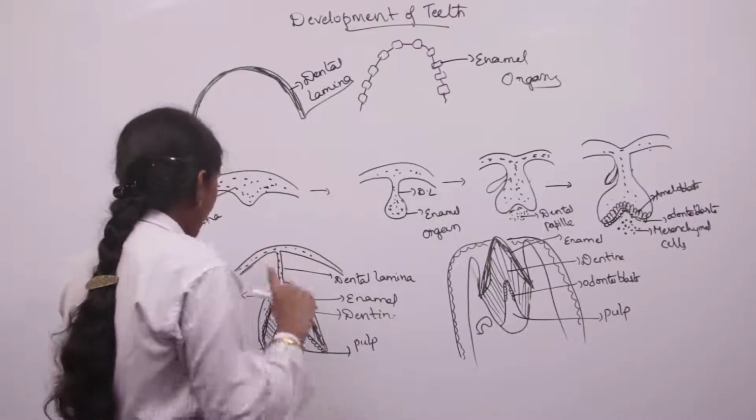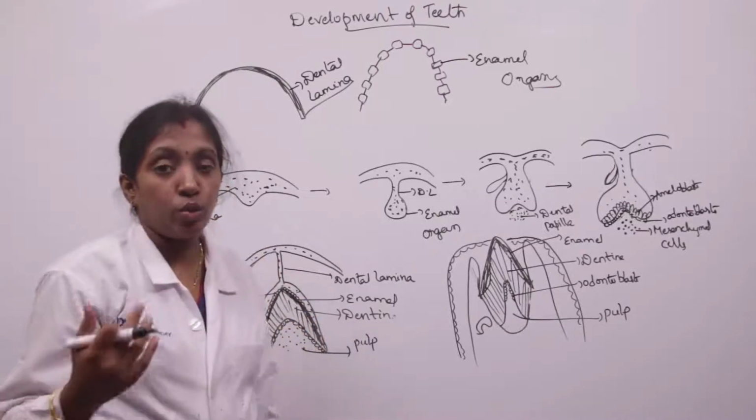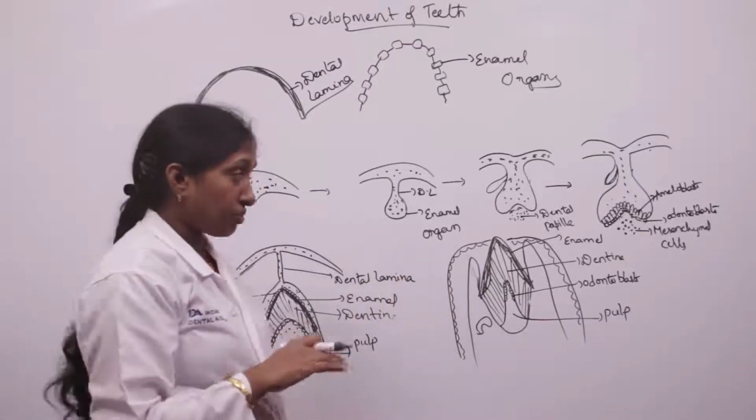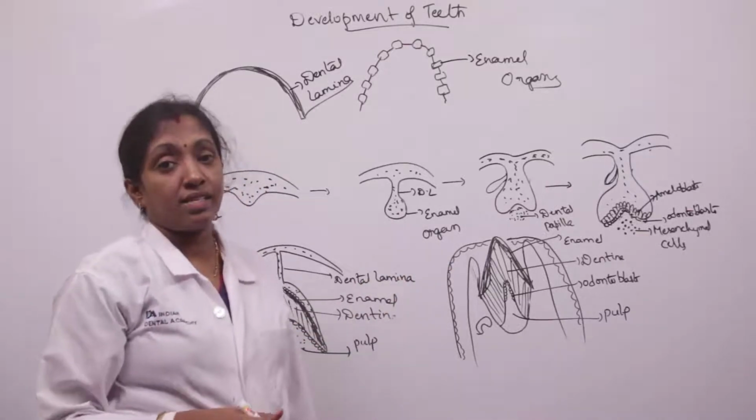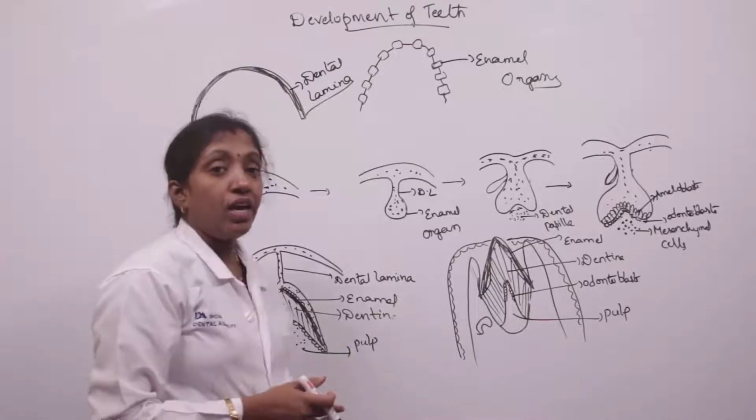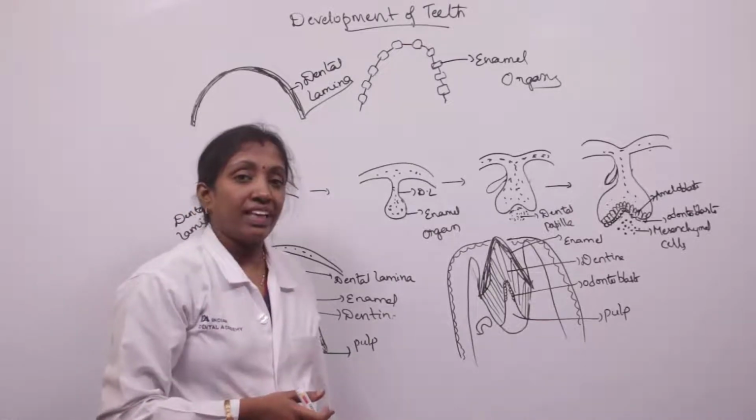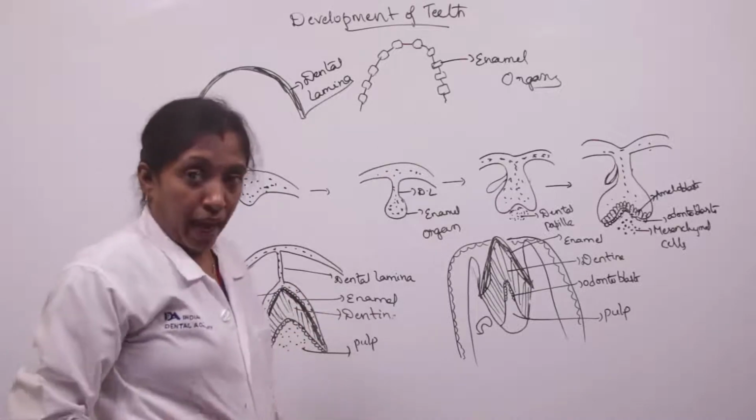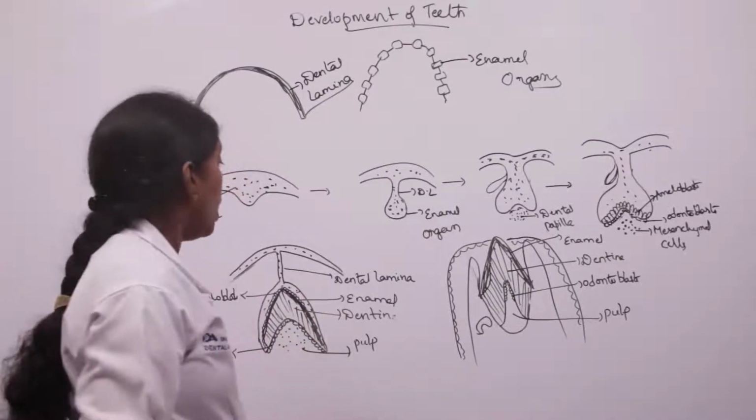Okay, then what happens to the ameloblast cells is when the tooth erupts through the gum, these ameloblast cells degenerate, and they form a cuticle over the enamel. We call it dental cuticle.